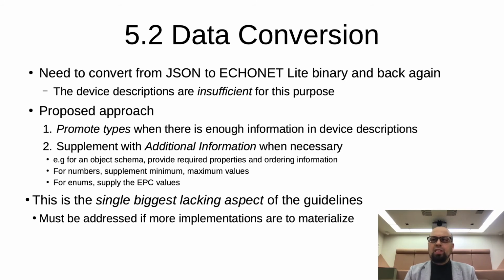For example, an object schema may require specific properties to be present, as well as their ordering. For numbers, we may need to supplement minimum and maximum values, and for enums, we may need to supply the actual APC values. In my personal opinion, this is the single biggest aspect of the guidelines that is lacking. With a large number of ECHONET Lite devices and properties, implementation becomes very difficult. We believe that the data conversion problem is within the scope of the guidelines and that it should be addressed if we expect more implementations that are interoperable and correct to materialize.